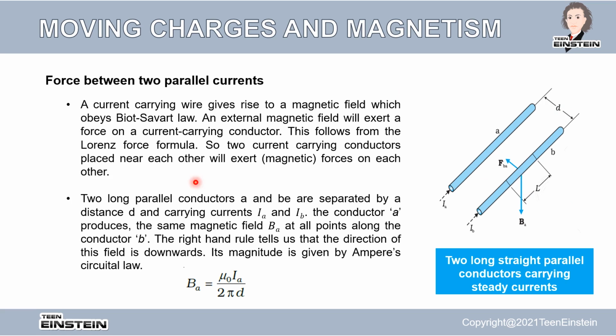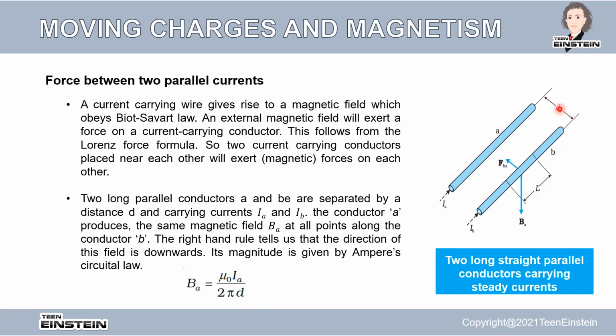Two long parallel conductors A and B are separated by a distance d and carry currents IA and IB. The conductor A produces the same magnetic field BA at all points along the conductor B. The right-hand rule tells us that the direction of this field is downwards. Its magnitude is given by Ampere's circuital law, BA equals mu 0 IA by 2 pi d. Here we already saw this formula, B equals mu 0 I by 2 pi r. Instead of r we have d, which is nothing but the distance between these.